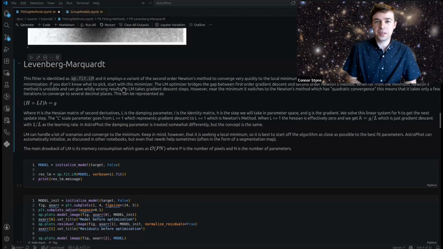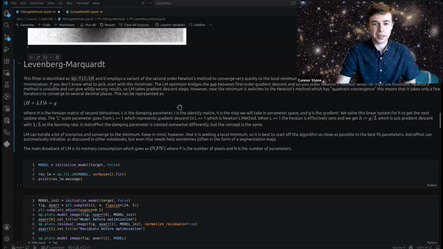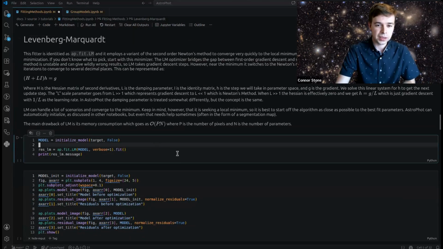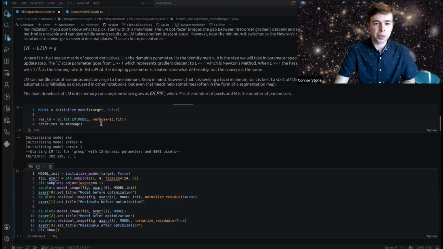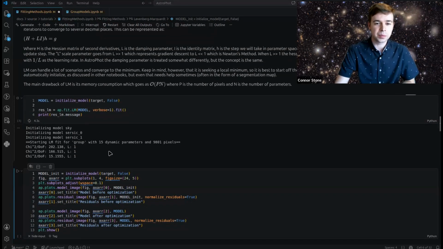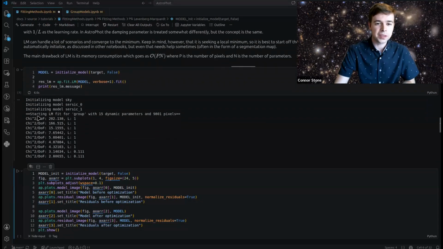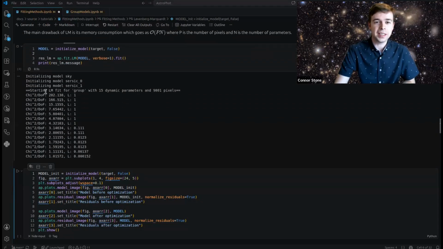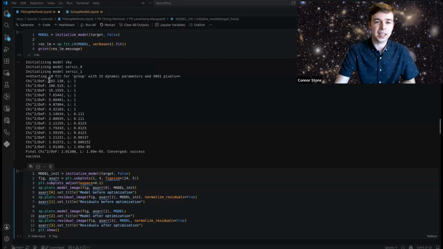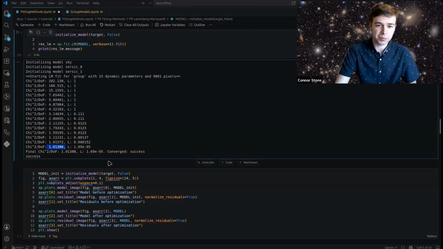We've already seen this in the other tutorials. Levenberg-Marquardt is the algorithm of choice for optimizing most models in AstroPhot and really for most astronomical image fitting codes out there. So here we go. We can run the Levenberg-Marquardt fitter and see how it does in this problem. You can see that we started off initially with some pretty bad fitting values, and it has to work a long way to get down to a good chi-squared per degree of freedom.